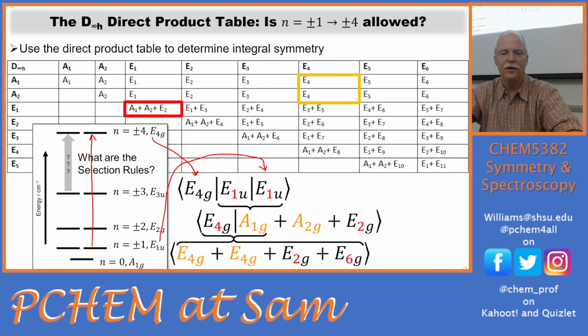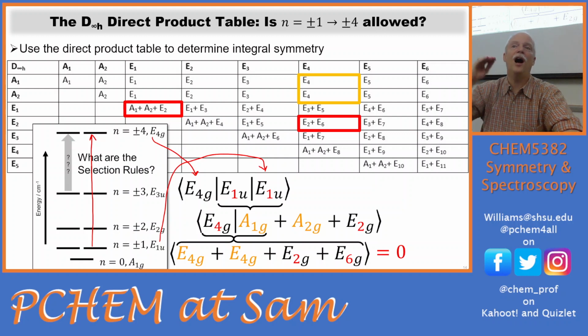So we have E4 and E4, those are G's. And then we have the E2 and E6, the E4 times E2. And so, sorry, there's no A1, so that's equal to 0. So this is different than the particle in a box, where you have all odd jumps allowed. Delta n equals plus or minus 1, plus or minus 3, plus or minus 5. This rotational selection rule is restricted to just plus or minus 1.